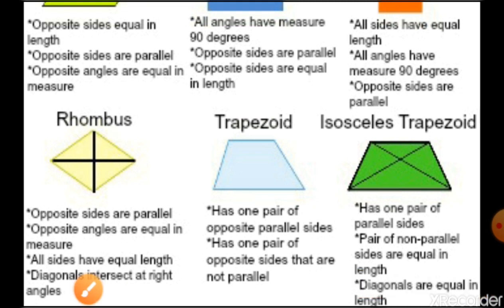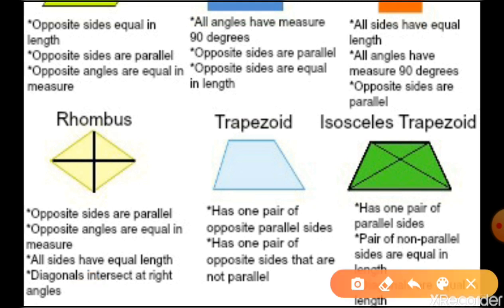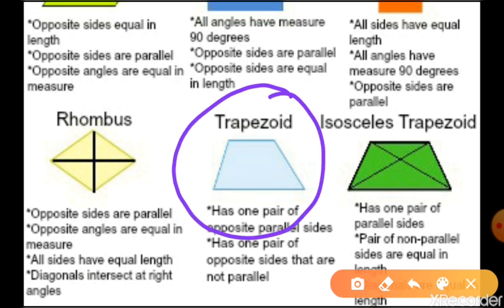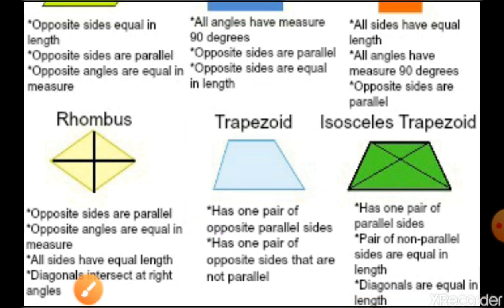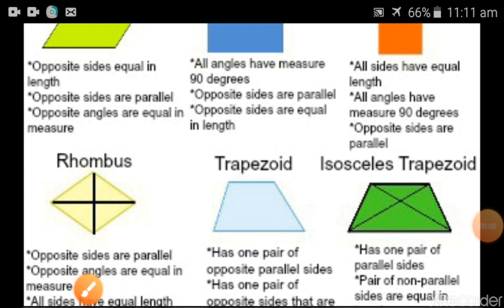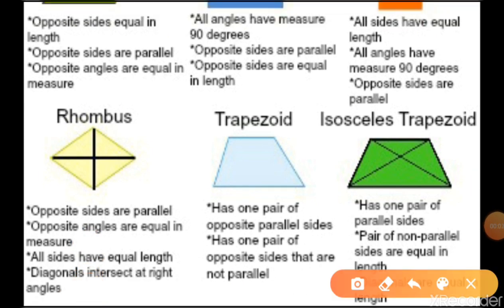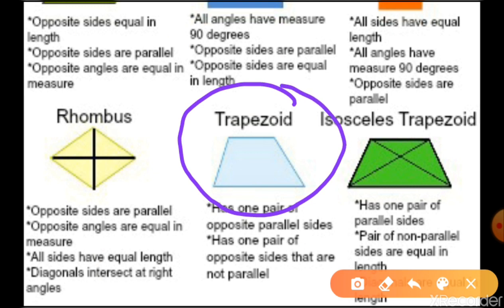Now move to the trapezium. Though we will rarely use the trapezium in this chapter, you should still know its properties. They have written it as trapezoid here, but we use trapezium. There is only one property of the trapezium: one pair of opposite sides is parallel.